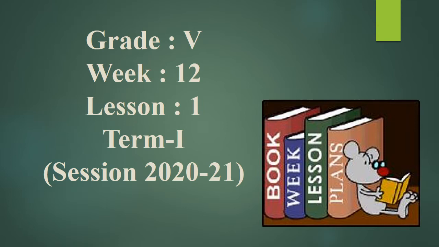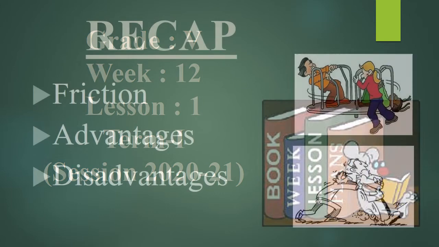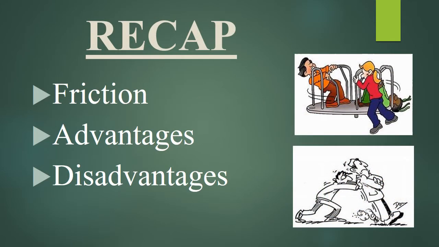This is the beginning of the 12th week, and today I am going to start the first lesson of this week. In the previous class we discussed friction, its advantages and disadvantages. Today, we know that friction is a force that can be produced even if the surfaces of two objects just touch each other. Friction stops, slows down, or makes it hard for objects to move.